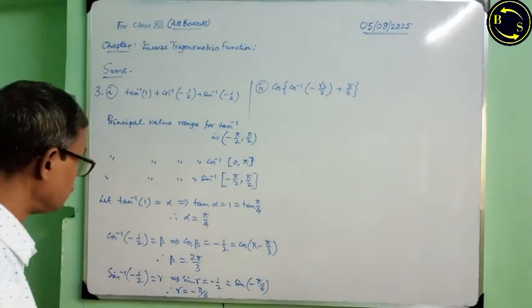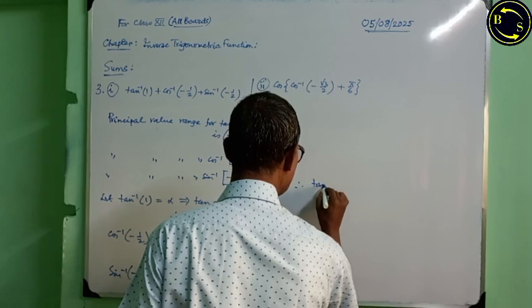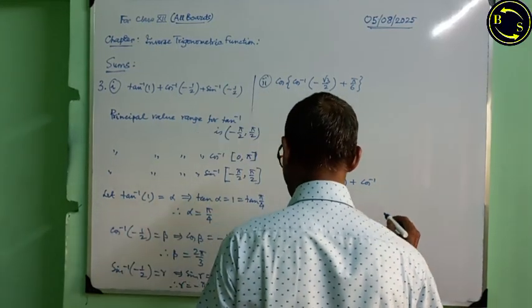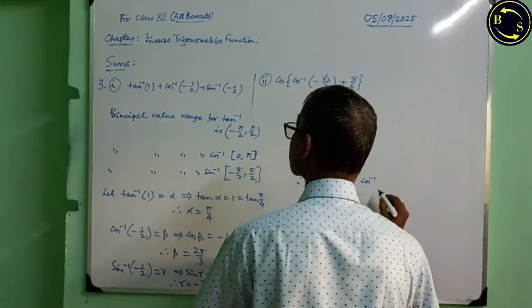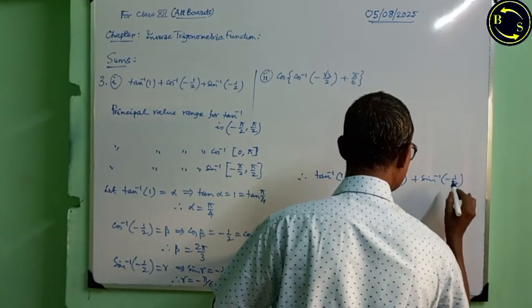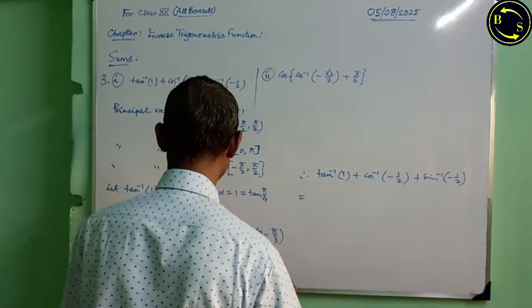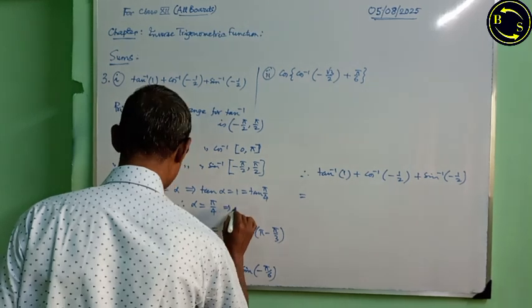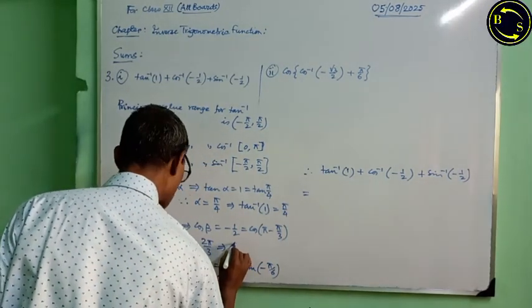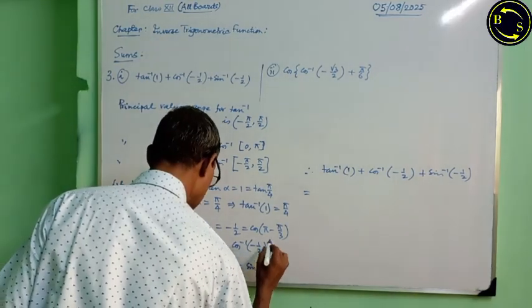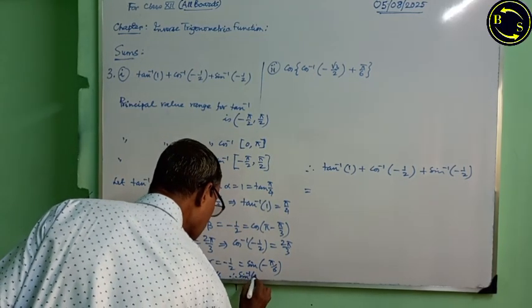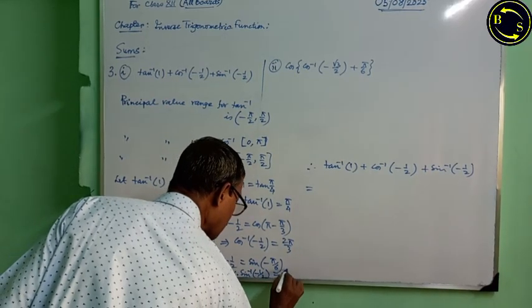Now, I put the values. Therefore, tan inverse 1 plus cos inverse minus half plus sin inverse minus half. Tan inverse 1 is equal to pi by 4, cos inverse minus half is equal to 2 pi by 3. Therefore, sin inverse minus half is equal to minus pi by 6.